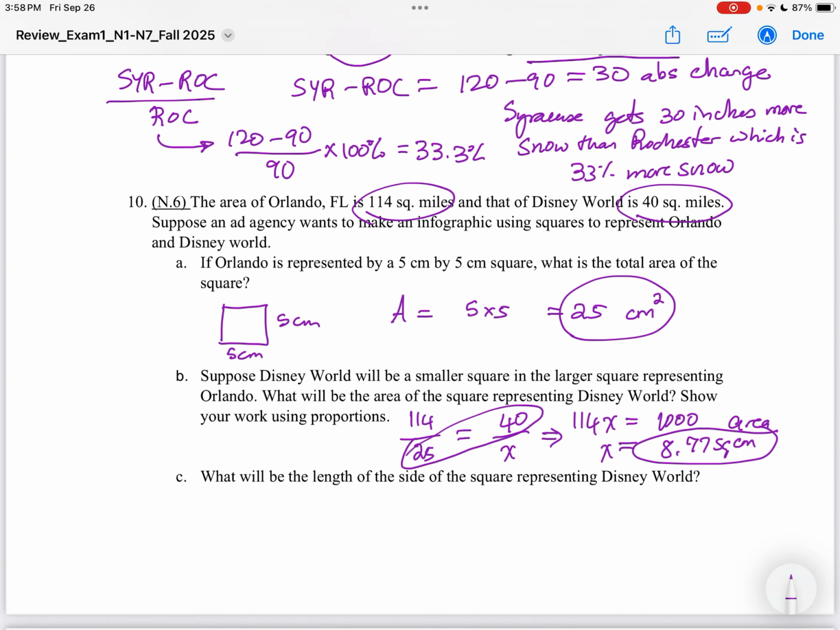So what would the length be? The area is 8.77. That's your side squared. So here's where we learned in class to take square roots to get the side. Put this in your calculator. The square root of 8.77 should give you 2.96 centimeters.